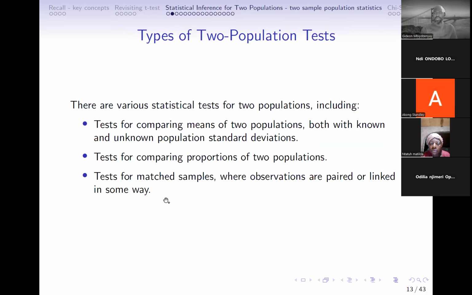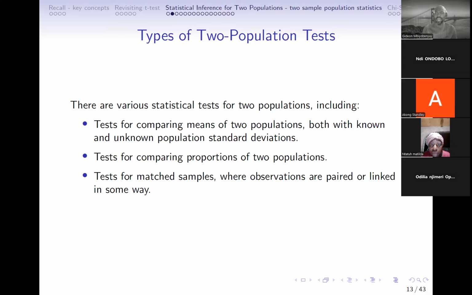Let's first of all look at what could be interesting, in terms of what is new, when we are dealing with two populations. So again, as in the case of a single population, the mean value of the two populations could be of interest. We are looking at whether these two populations behave the same with respect to some characteristic that we are interested in, and therefore we look at their mean values.